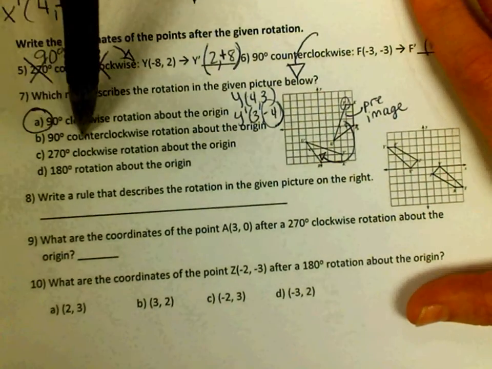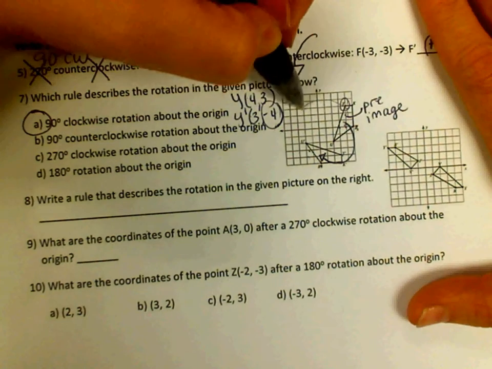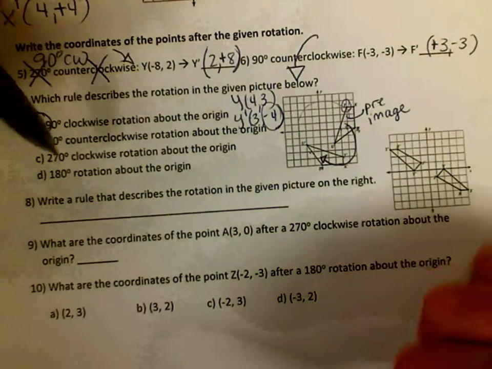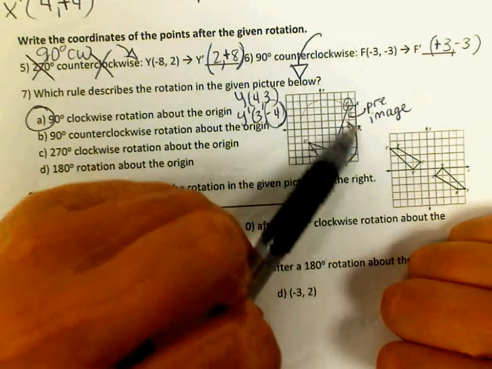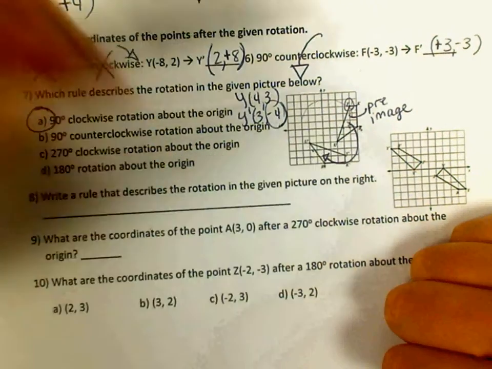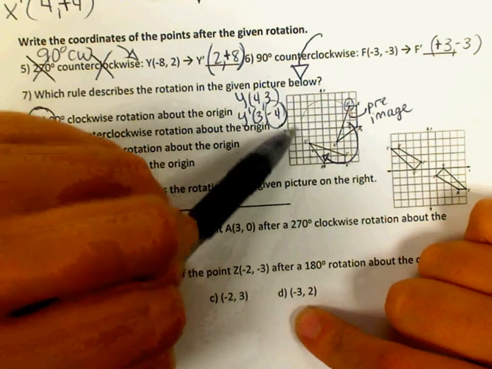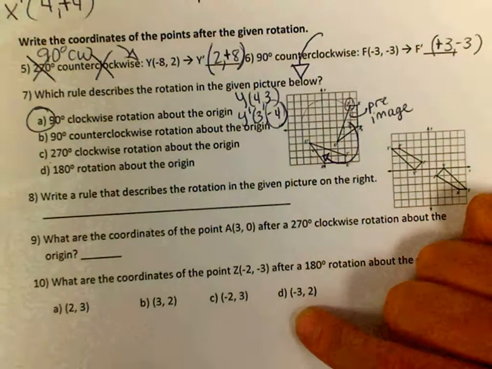Counterclockwise, if you chose B, counterclockwise would have gone this way. It would have ended up in this quadrant. 270 clockwise would have taken you all the way over here. And 180 degree rotation would have taken you 2 quadrants away. So over here. So this one is A.